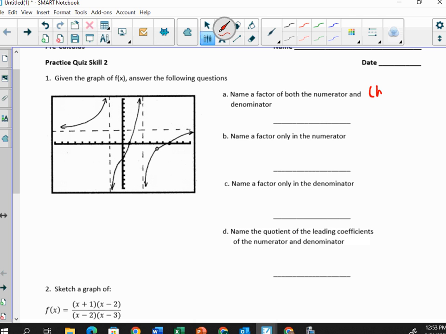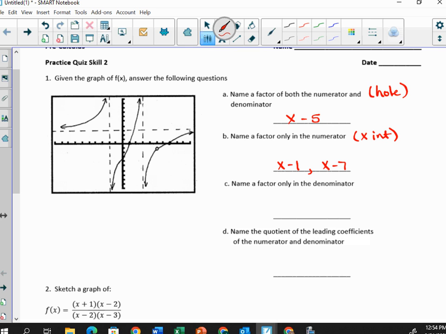Yes, the hole. Good. So what did you guys say for the factor? Yep, x minus 5. Good. Okay, a factor only in the numerator. X minus 1 or x minus 7. That is talking about the x-intercept. If it's only in the numerator, we know numerator equaling 0 is the x-intercept.